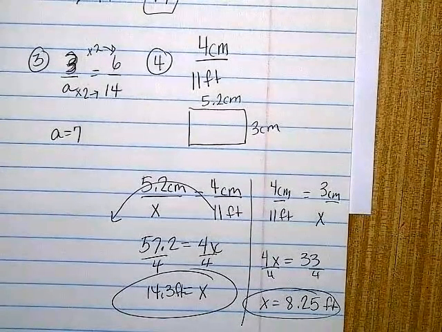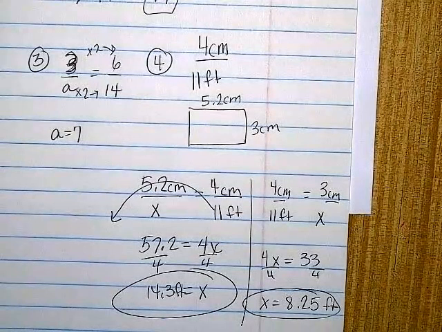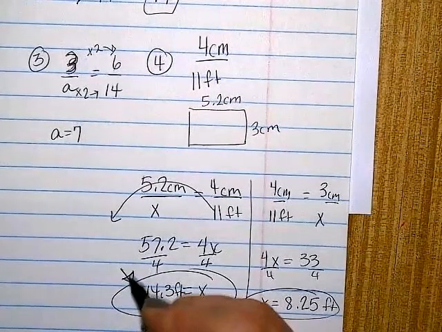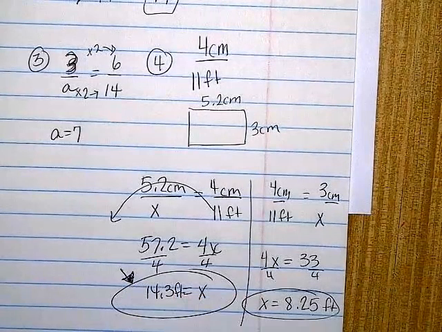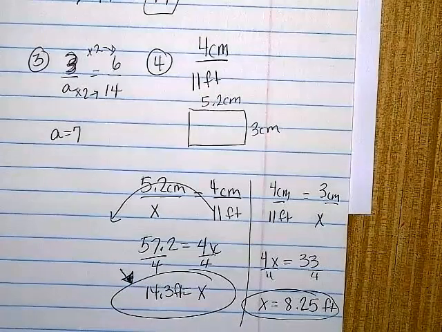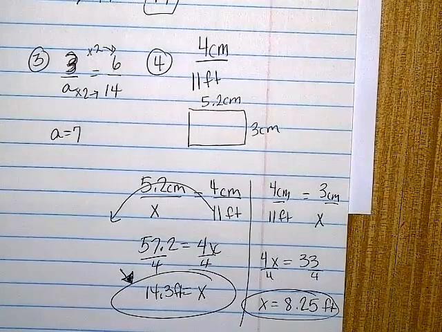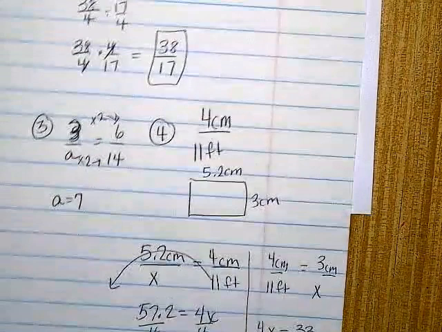For number 4, what's the question asked at number 4, though? What do they ask specifically for? They ask for length.